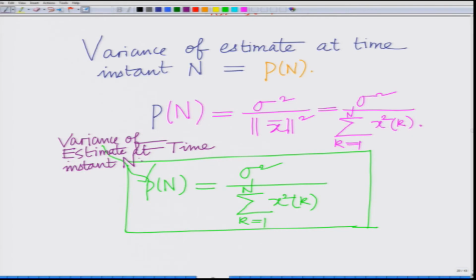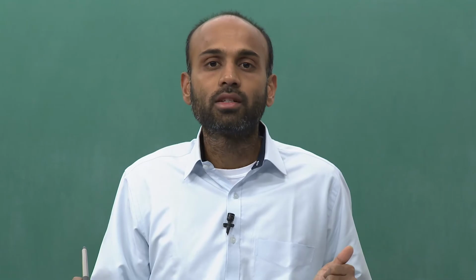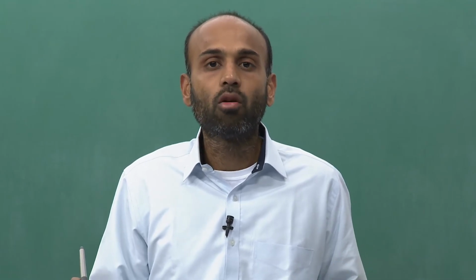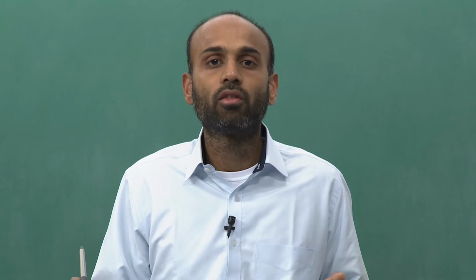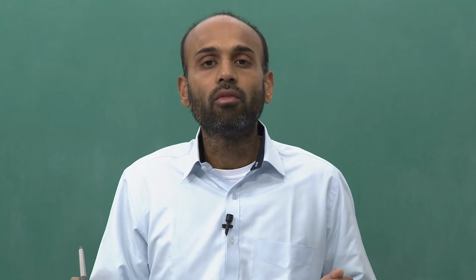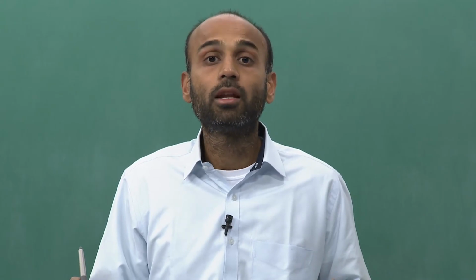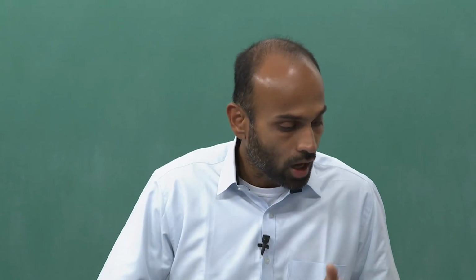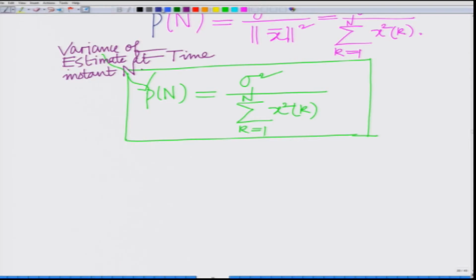Variance of estimate at time instant n. So, we have two things: one is h hat of n, which is the estimate computed at time instant n, and then we have P of n, which is the variance of the estimate at time instant n. Based on these two, we will update the estimate at time instant n plus 1, that is, at the next time instant.